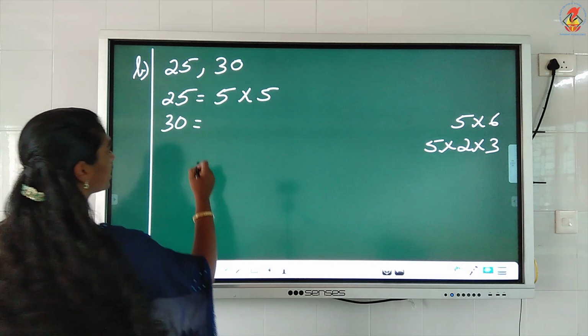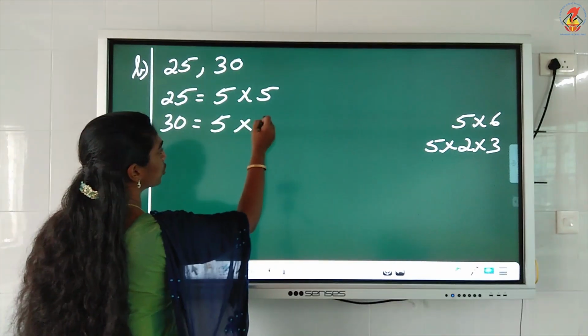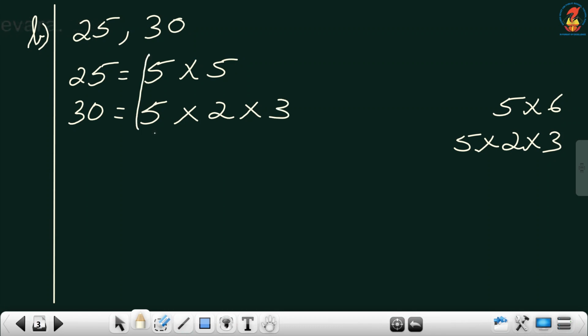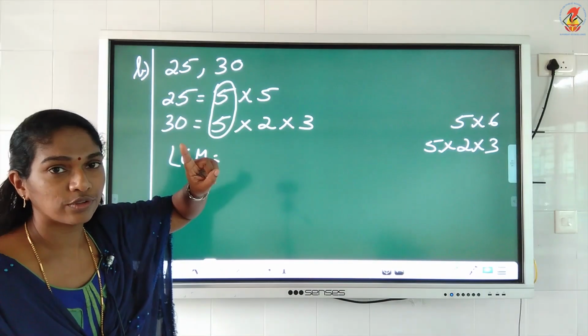Okay. So, I am going to write that. I will write 5 first because I need to group it over here. Into 2 into 3. So, I get one group from here. So, what will be the HCF? What will be the HCF, children? HCF will be 5.